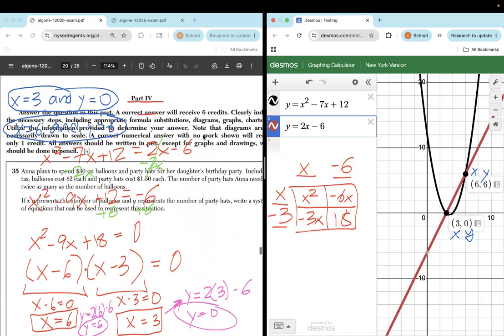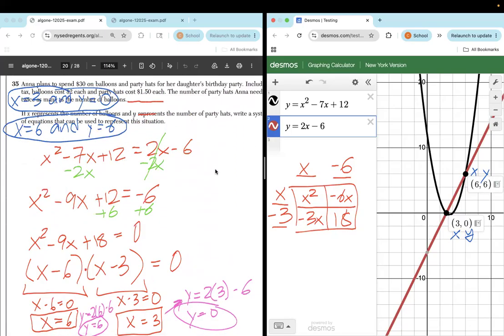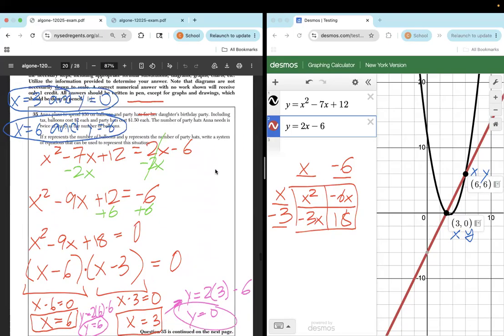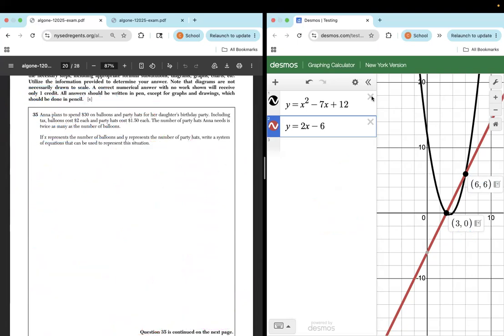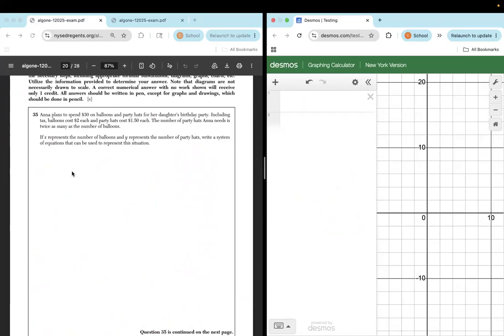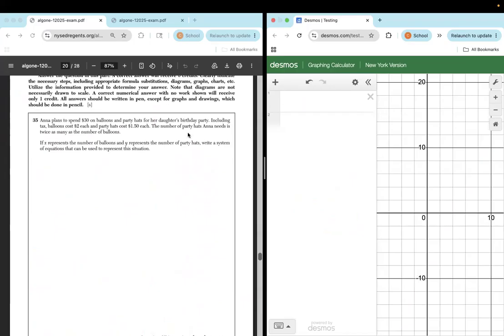Okay, now we're up to the last question, number 35. The last question is always worth 6 points, so think of it as a way to earn a lot of credit. You have a lot of different ways you can earn points for the last question. It is almost always some kind of writing a system. Sometimes you graph it and sometimes you solve it and answer a follow-up question, but you have to know how to write a system of equations. That's definitely an essential Regents skill.